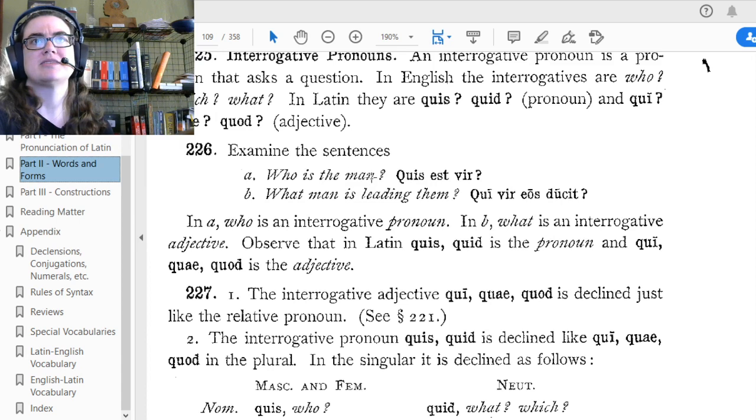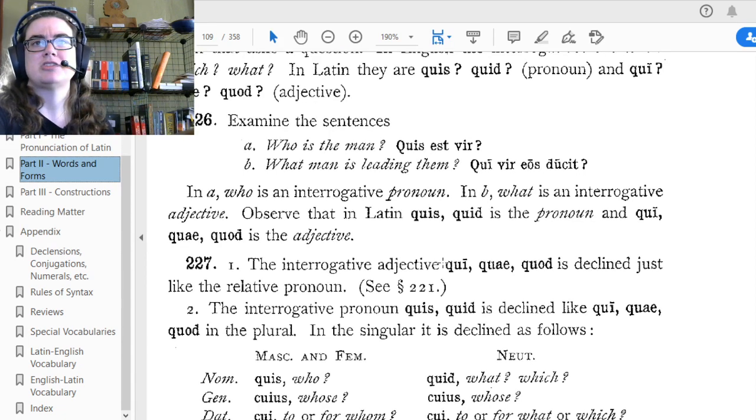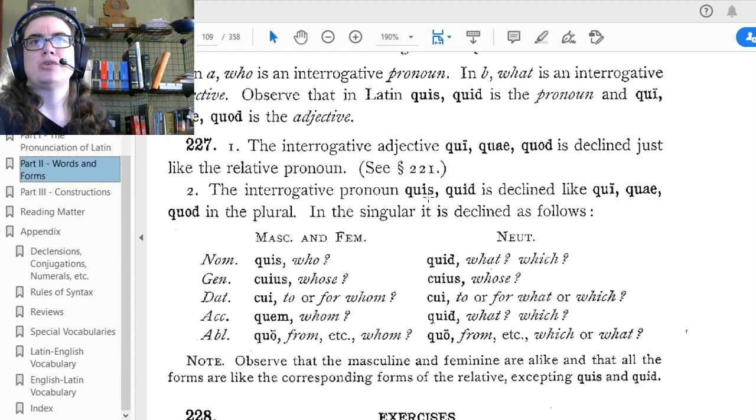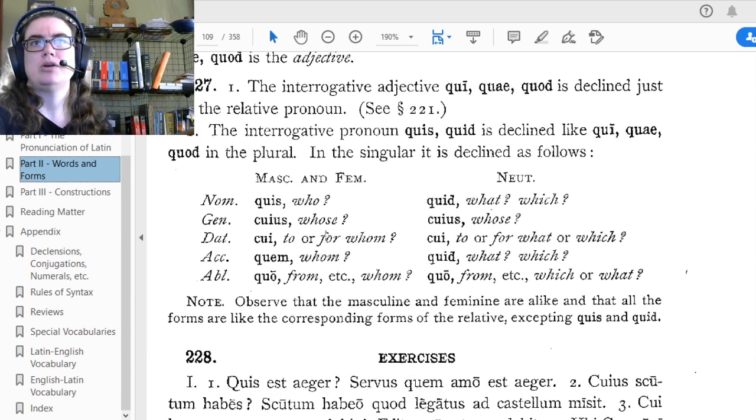All right, so who is the man? Quis est vir? What man is leading them? Qui vir eos ducet. In A, who is the interrogative pronoun? In B, what is an interrogative adjective? Quis quid is the pronoun, qui quae quod is the adjective. The interrogative adjective, qui quae quod, is declined just like the relative pronoun. The interrogative pronoun, quis quid, is declined like qui quae quod in the plural, but in the singular, there's only the masculine, feminine, and neuter forms. Quis quid, cuius cuius, cui cui, quem quid, quo quo.